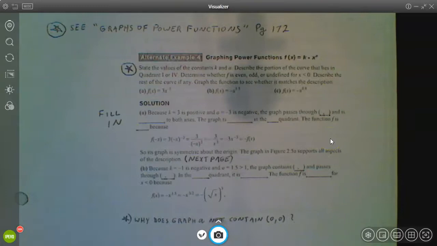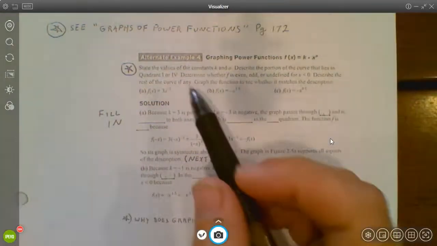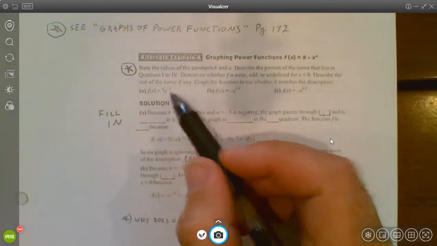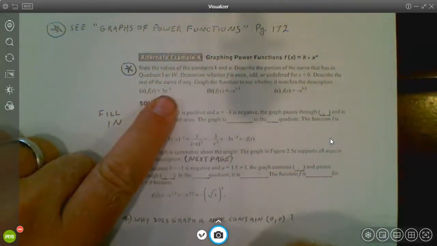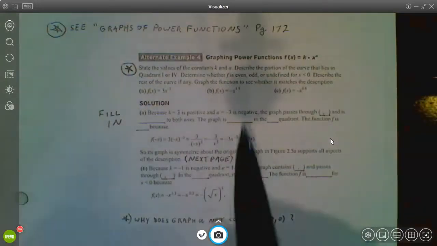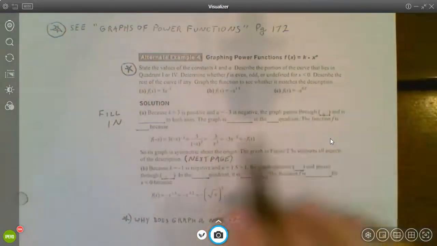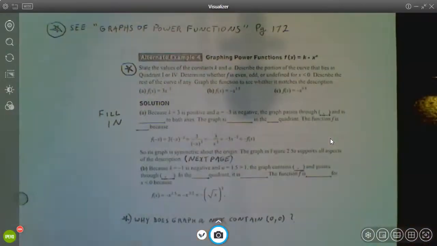So hopefully you're printing these out and filling it out with me. But we're going to look at this graph right here. We're going to see if we can't use all that information and actually come up with our own sketch of a graph like this, 3x to the negative third. There are several things they want us to identify, and that's what we're going to go through right here and fill in the blank.